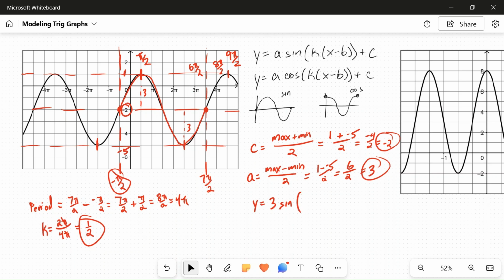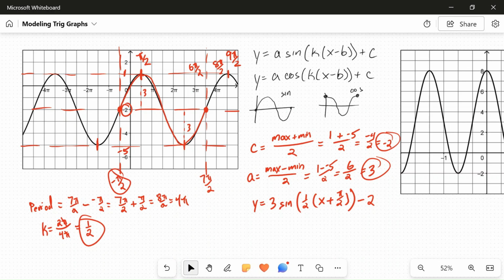sine of our k value, which is a half, times the quantity x minus b, and since b is negative, it's going to become plus pi over 2. So my start of the graph is to the left of the y-axis, and then plus our c value. C is negative, so we have minus 2. So y equals 3 sine of 1/2 times the quantity x plus pi over 2, and then all that minus 2. Right, that would be our sine graph.